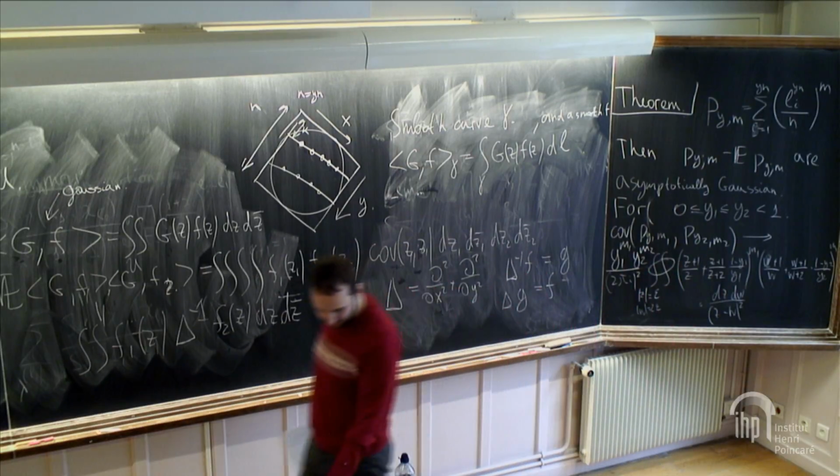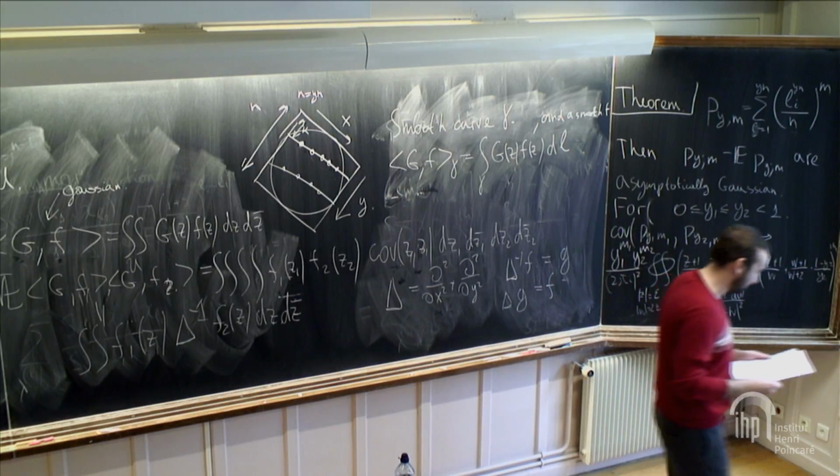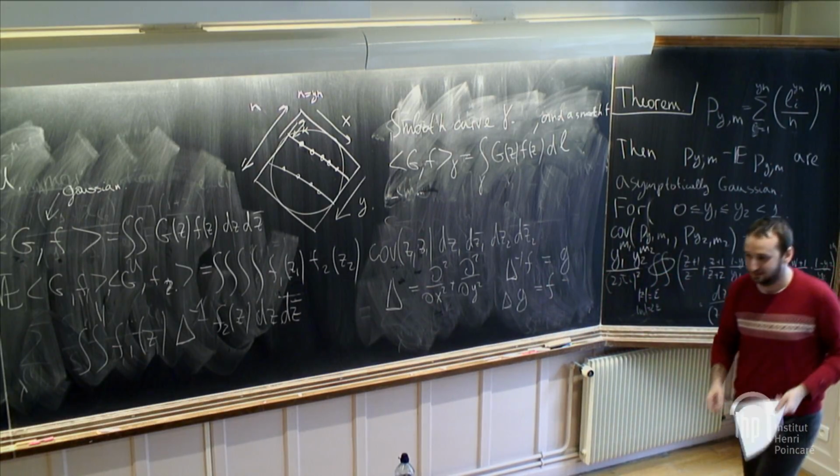So maybe we should have a small break. Let's have a 3 minute break just to relax a little bit. And then we will find the Gaussian free field in the Aztec diamond.